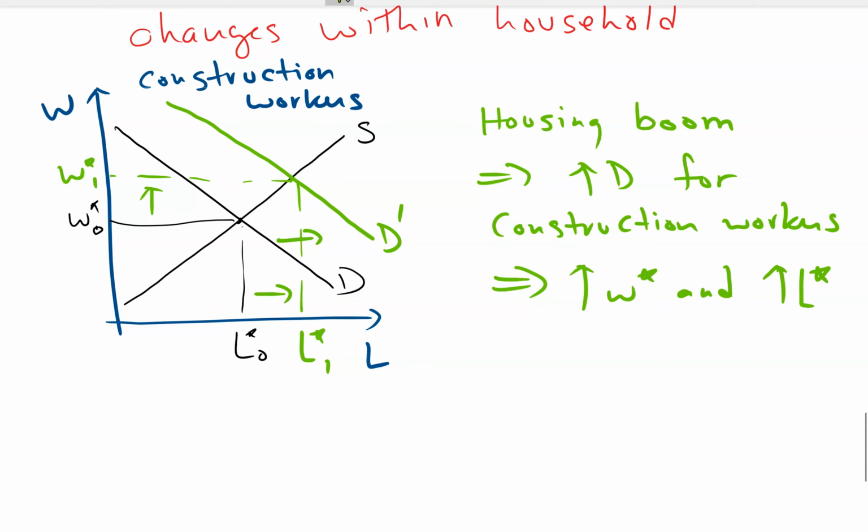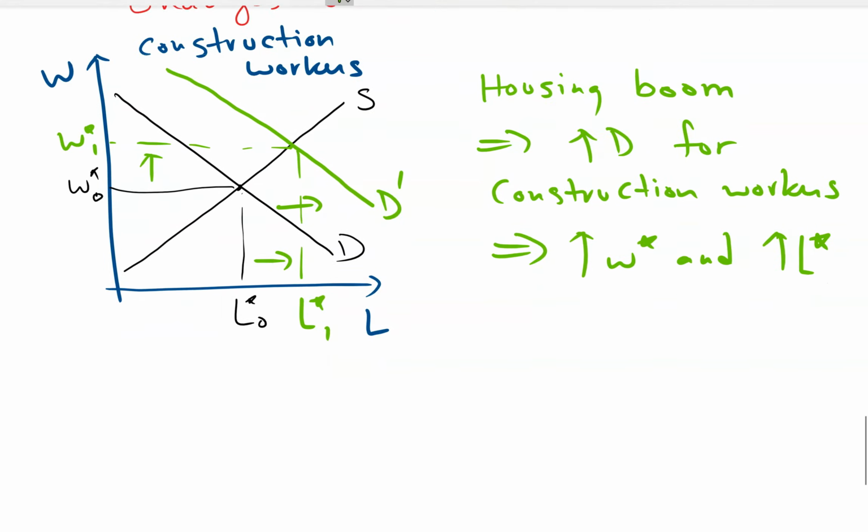That's our first example, and this could have been something else, like educators or computer programmers or anything else. But some kind of boom in the market for the good or service they're producing causes an increase in demand for workers of that type. The same could happen on the other side: a crash would cause a decrease in demand for that type of worker.